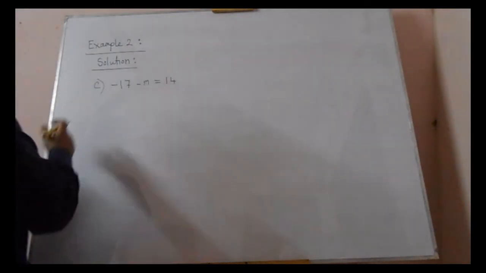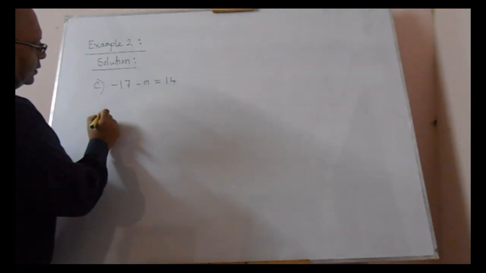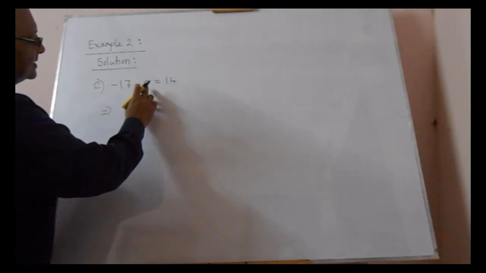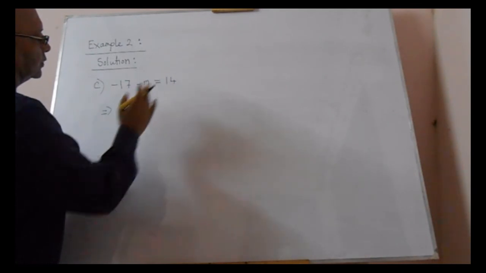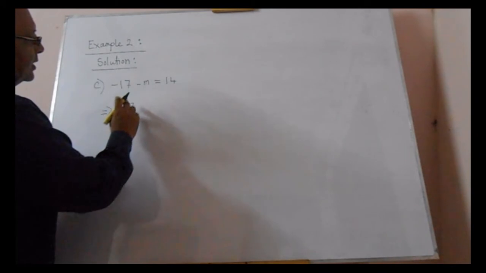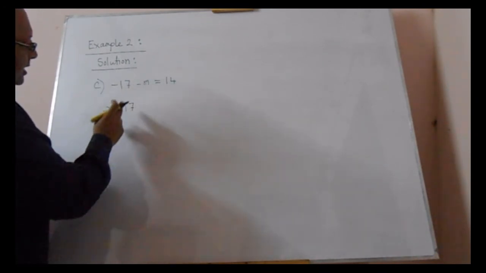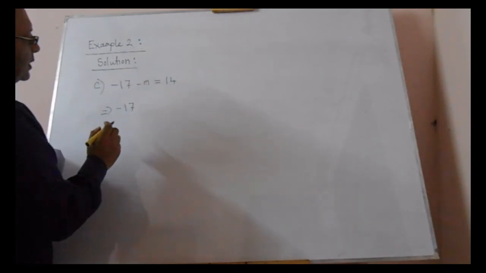This is part C of example 2. Negative 17 minus m equals 14. We'll solve for the variable m. At first we'll add 17 on both sides of this equation, so that we may remove this negative 17.